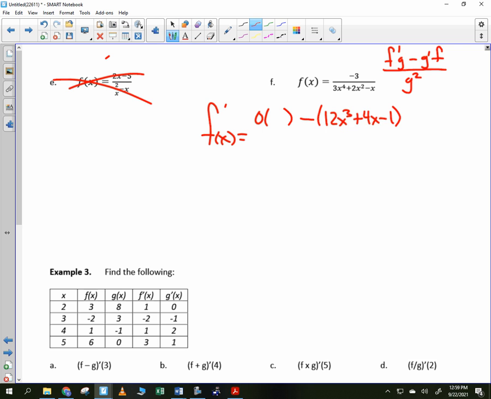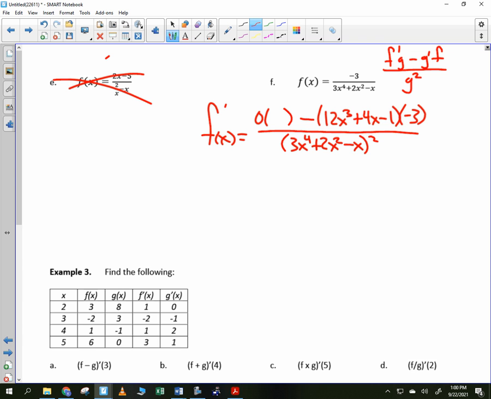Good. Times negative 3, all divided by the bottom squared. And we can just write it as that quantity squared.